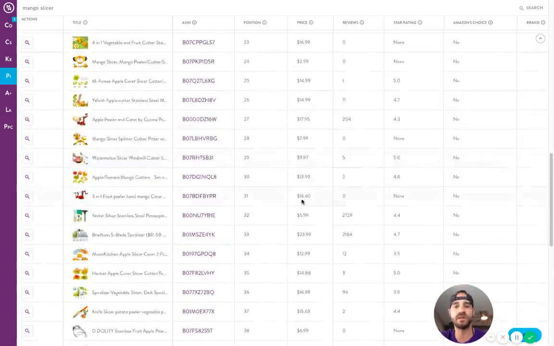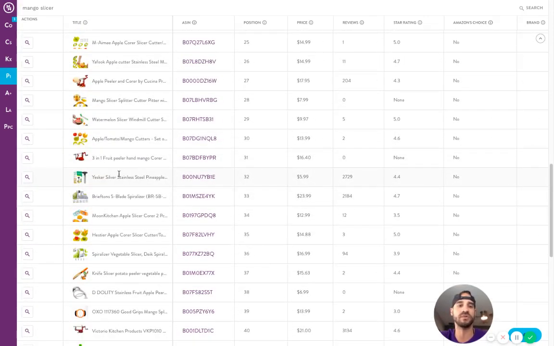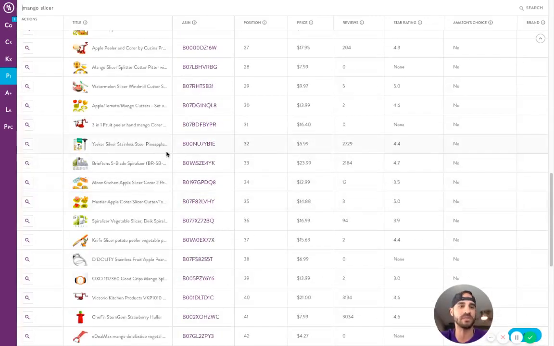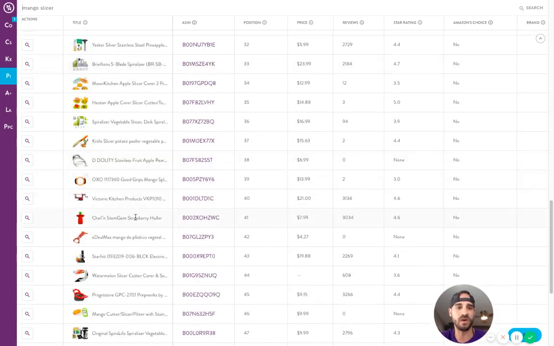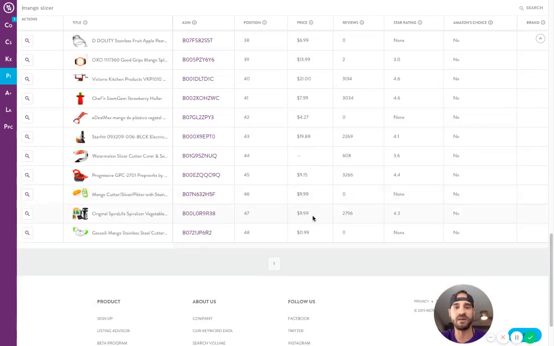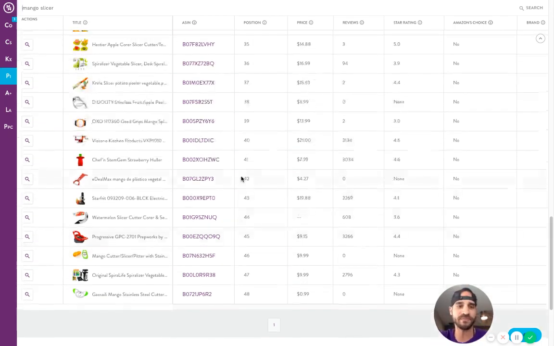Okay, so it's looking pretty good, right? None of these that have over 1,000 reviews are a mango slicer. This is a pineapple slicer or something, another spiralizer, and so on. A strawberry something. I don't see anything over 1,000 that is a mango slicer. So maybe mango slicer might be a good product. I don't know. I wouldn't get into it, but just saying.